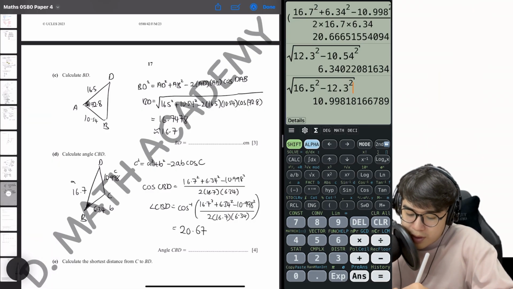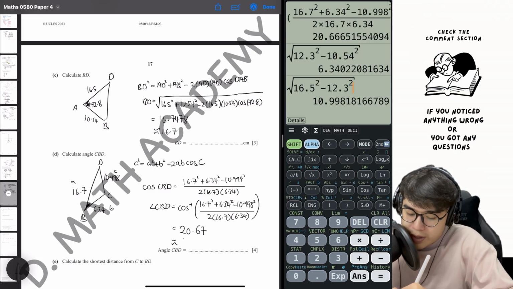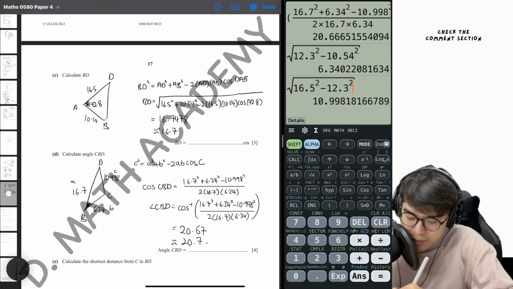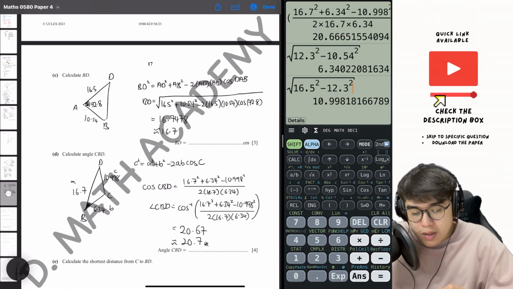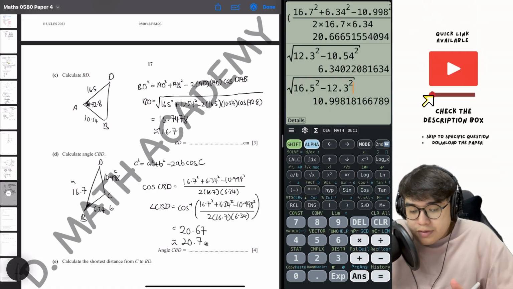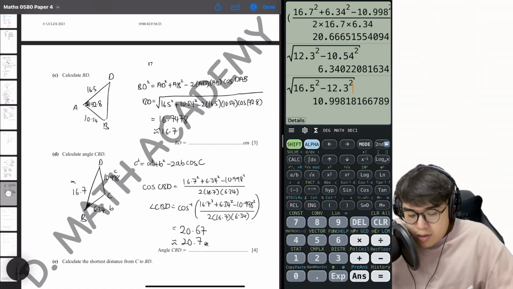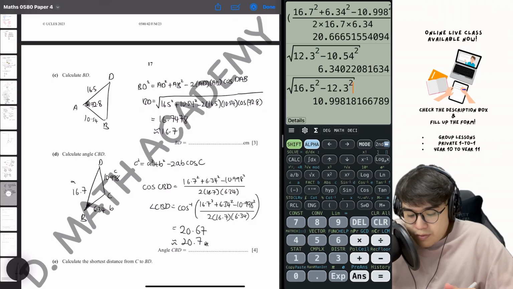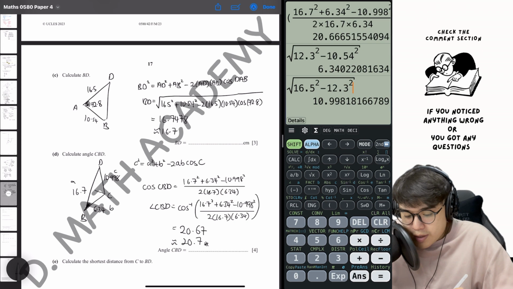Okay, so the angle value that I've decided to set here will be 20.67, or basically 20.7 in this case. Okay, that's angle CBD. Distance of C to BD. Okay, so they're looking for this angle right here.